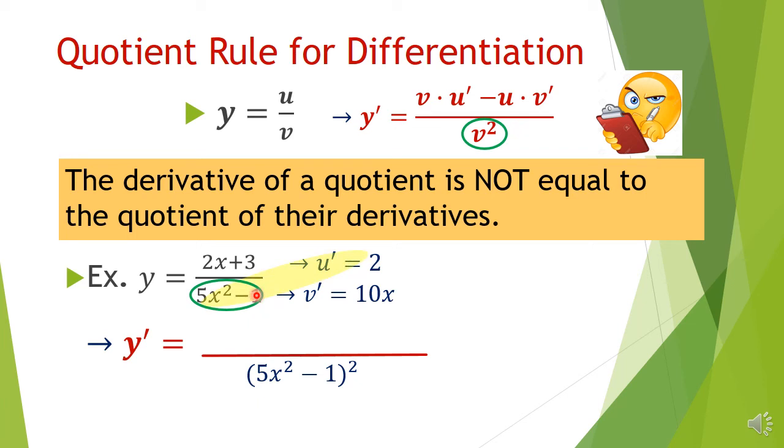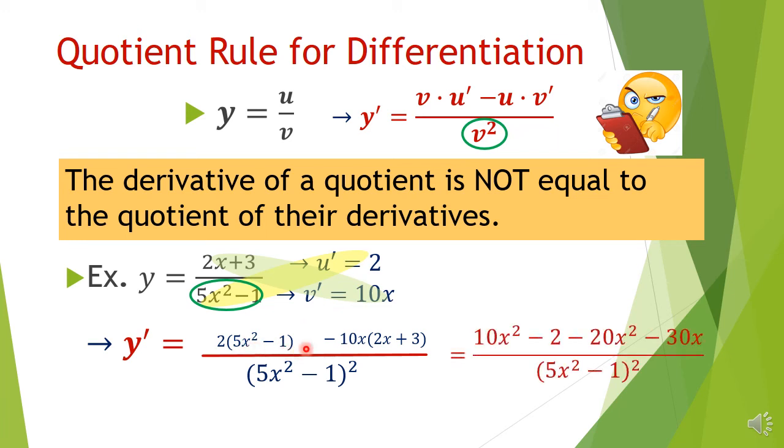Ayan. So, parang kang nagko-cross multiply. So, 5x squared minus 1 times 2. Yan. Pwedeng balik na rin kasi commutative naman ang multiplication. Minus this product. So, that will be minus this, minus 10x times 2x plus 3. Okay? So, if we simplify, this is 10x squared minus 2. And then this one will be minus 20x squared minus 30x.